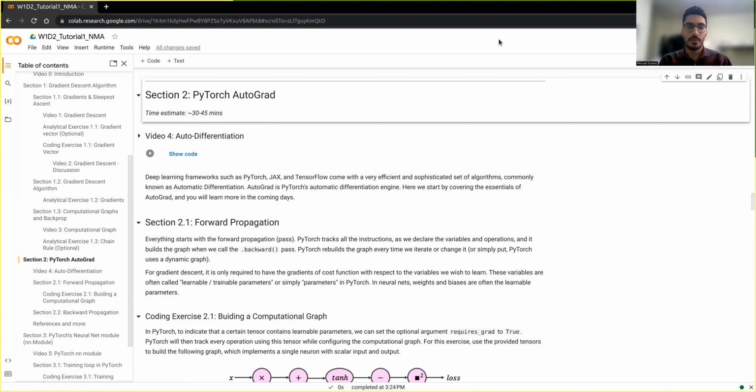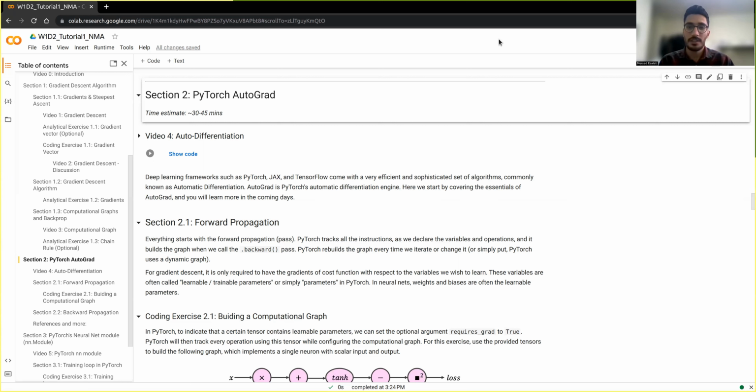Autograd is useful because it simplifies the process of the training of deep neural networks, which could have millions of parameters. Without Autograd, the manual calculation of the gradients would be extremely time-consuming and error-prone.